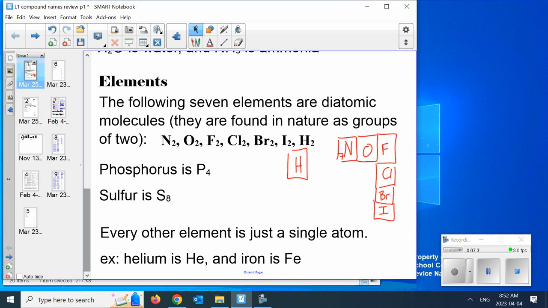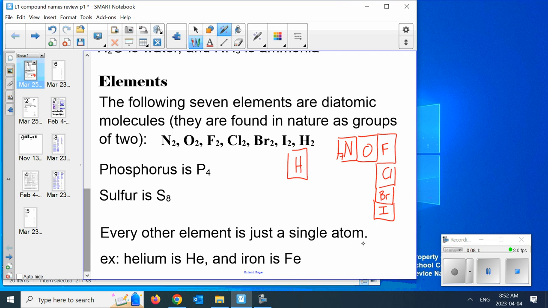Now, the other thing I mentioned here is that every other metal is a single atom. So if I tell you to write this word equation into a reaction, I say iron plus oxygen. It comes up with Fe2O3 or something like that. Iron oxide. We put Fe, single. Anything else is single. Helium, it's a non-metal, and it's He. It's just a single. Okay? So all the metals come in singles as far as we're concerned.